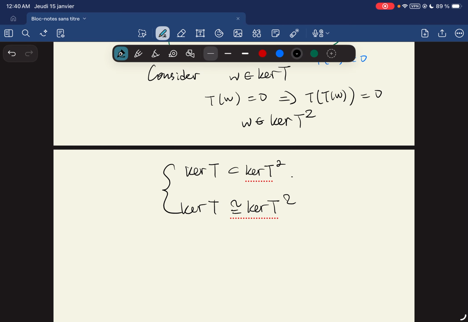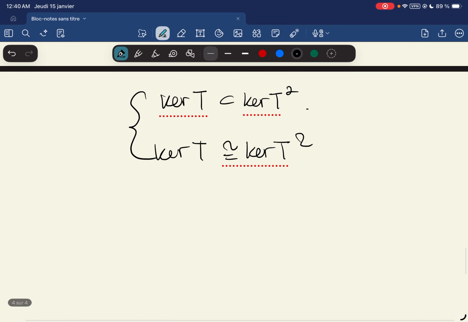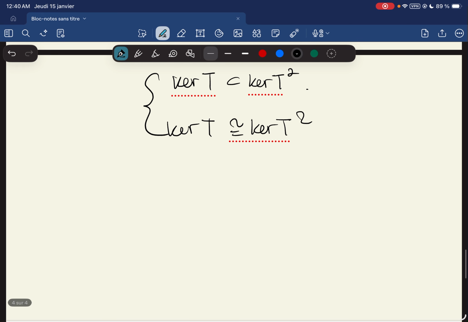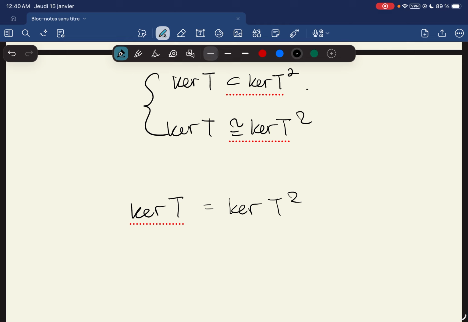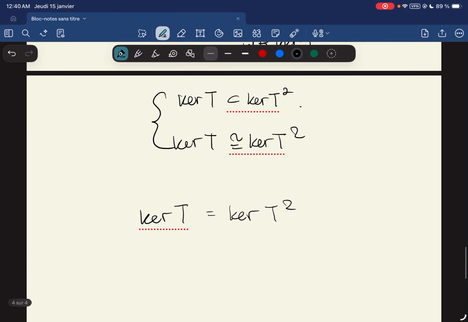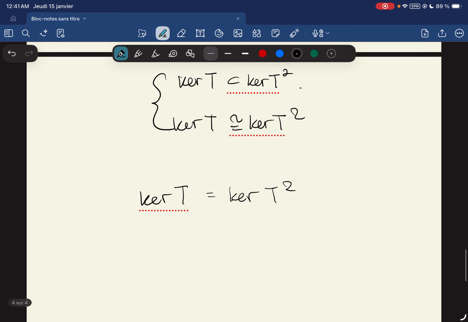And with these two facts and some basic knowledge of set theory, we can see that the kernel of T is the same as the kernel of T squared. Well, because these two sets are isomorphic, and also one of them is a subset of the other set. Even if you forget your set theory course, you can kind of see from the structure of these two sets how they are related given the subset relation and isomorphic relation.